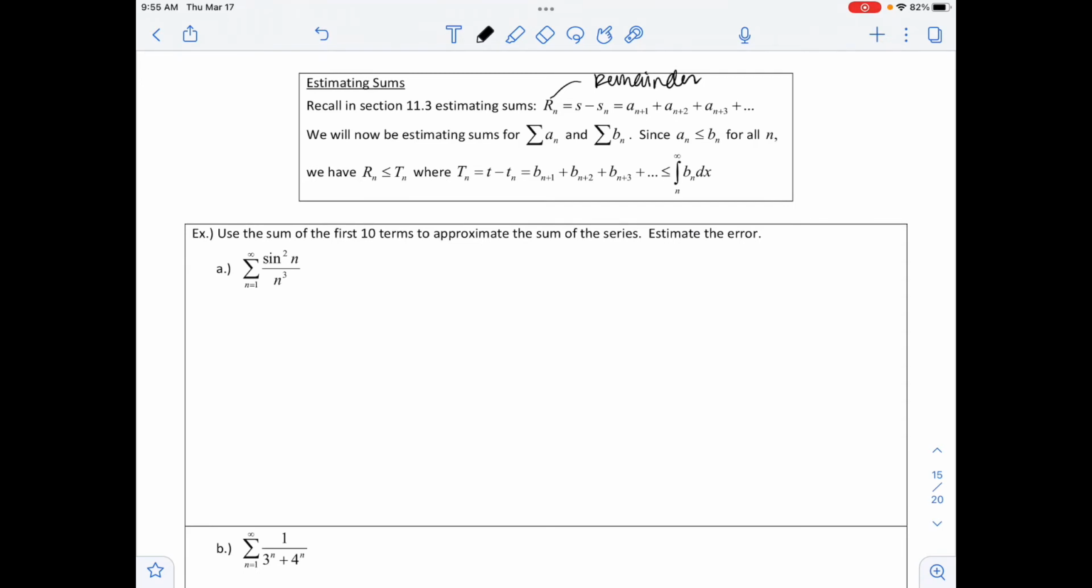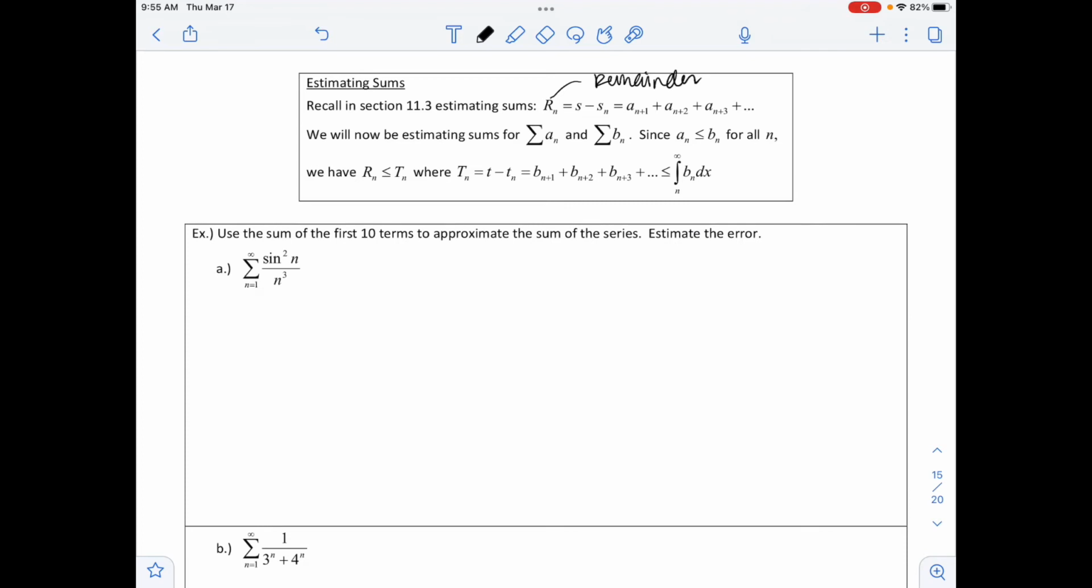We will now be estimating sums for the sum of a sub n and the sum of b sub n. Since a sub n is less than or equal to b sub n for all n, we have r sub n is less than t sub n, where t sub n is equal to t minus t sub n, which is equal to b sub n plus 1 plus b sub n plus 2 plus b sub n plus 3, which is less than or equal to the integral from n to infinity of b sub n dx.